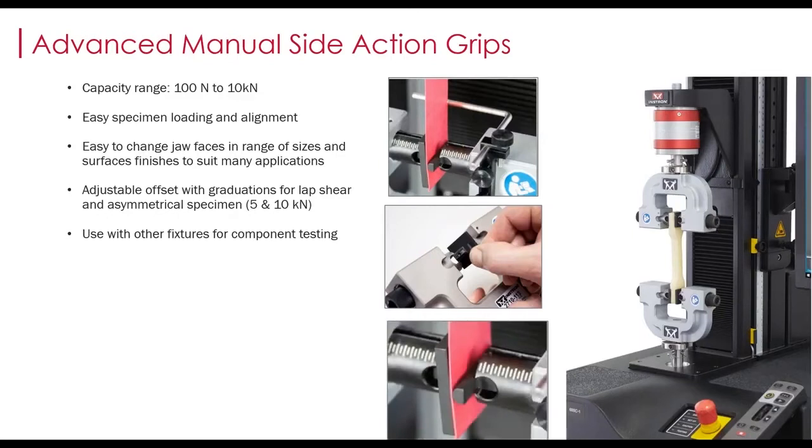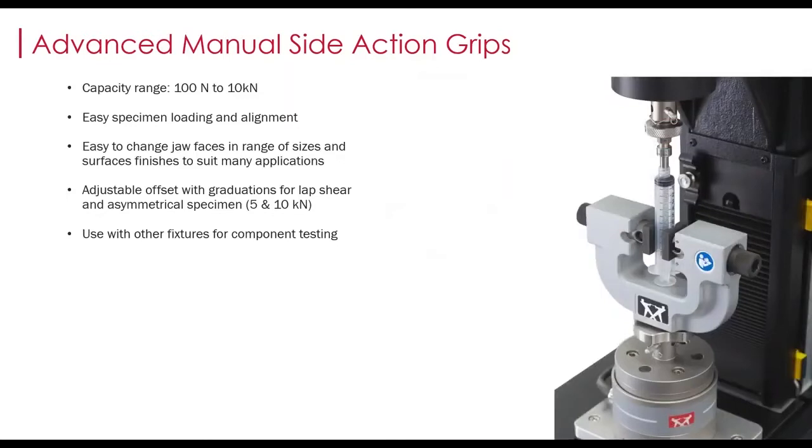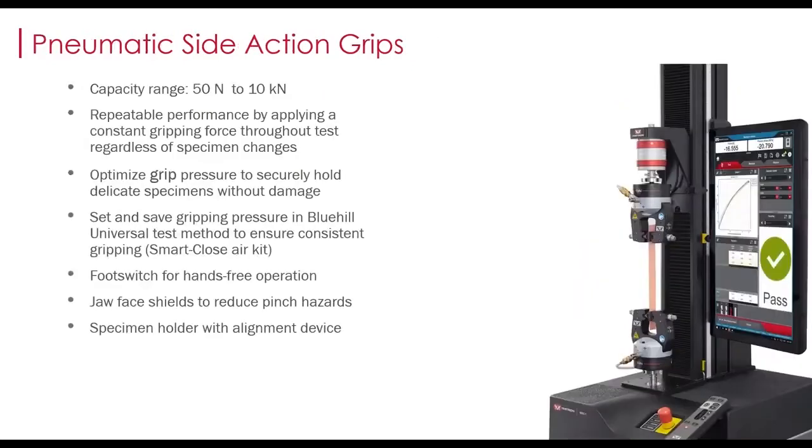It's possible to offset the faces from center to hold lap shear or asymmetrical specimens in the larger capacity grips. Often, one manual grip is used with another fixture type to perform component testing, such as the syringe lower lock test shown here.